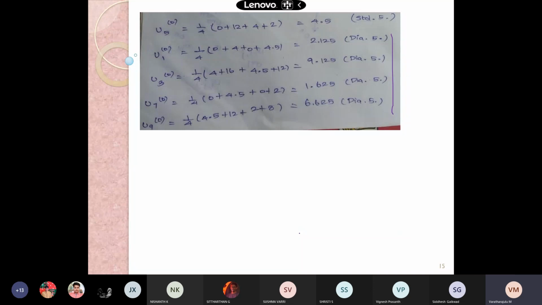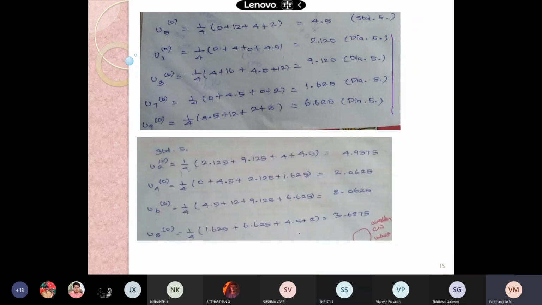Yes, now tell me, Srishti, what is U3? U3 is 9.125. Yes, sir. Then what is U7? U7 is 1.625. Okay, good. What is U9? 6.625. Okay. Once these values are known, then calculate your U2, U4, U6 and U8.